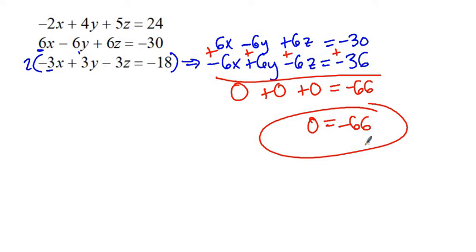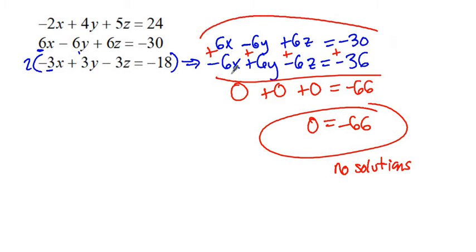And my question for you to think about is, is that ever possible? Could 0 ever equal -66? And of course the answer is no. So if you had to guess, is this going to have infinite solutions or is this going to have no solutions? And the answer is it's not going to have any solutions because 0 never equals -66.